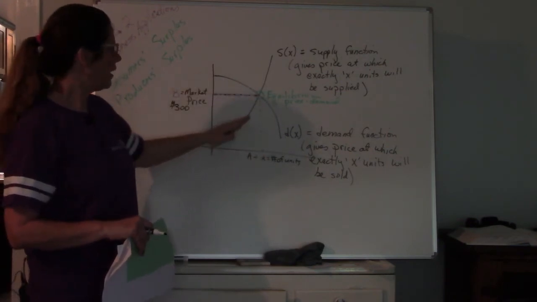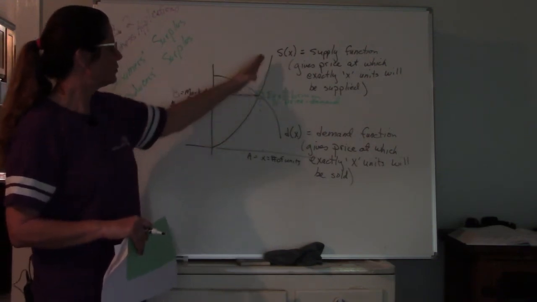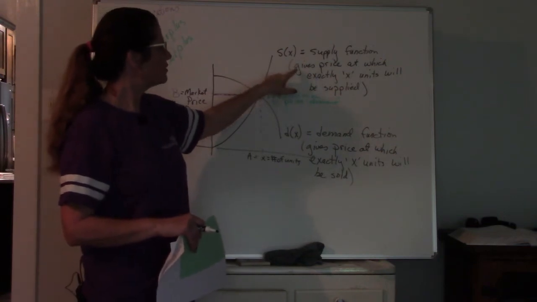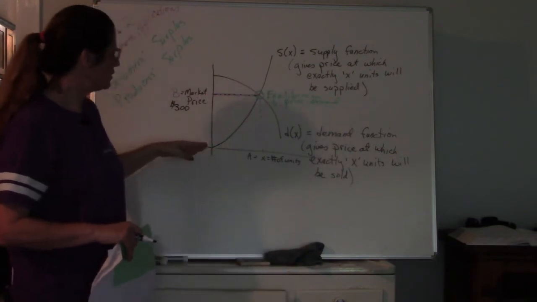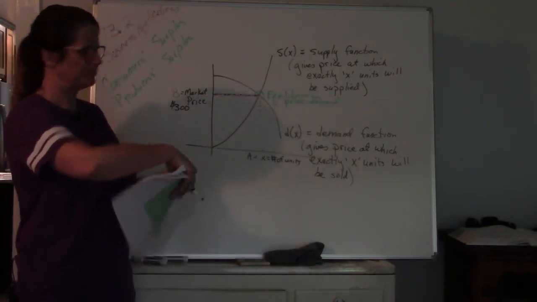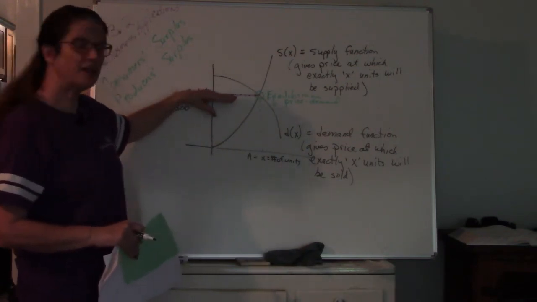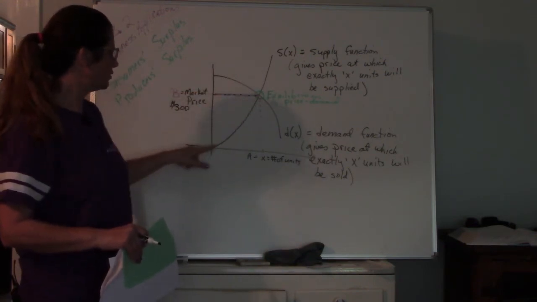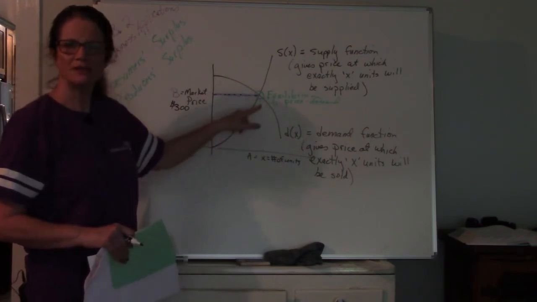This bottom line is the supply function. This is the demand function, this is the supply function. The supply function is the price at which exactly X units will be supplied. This is the price that the producers are willing to sell for. They can get $300 a ticket, but these prices down here are producers that are willing to sell for a little bit less.